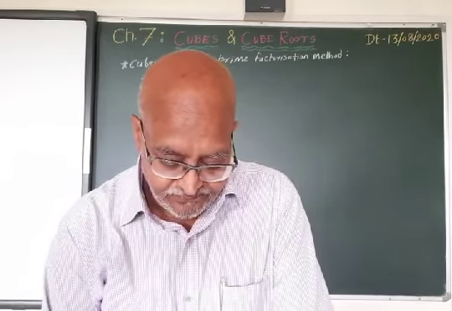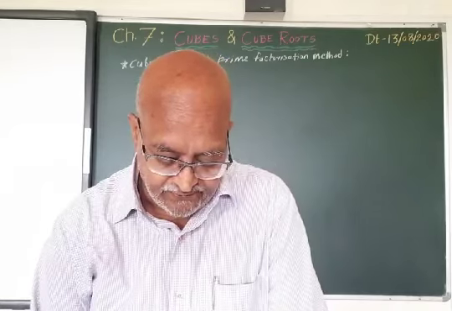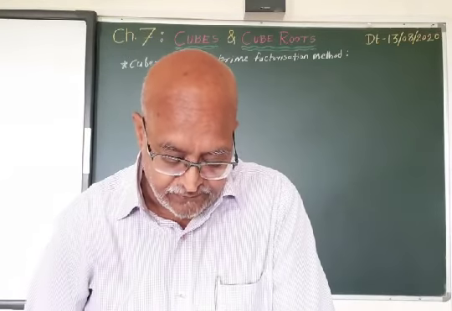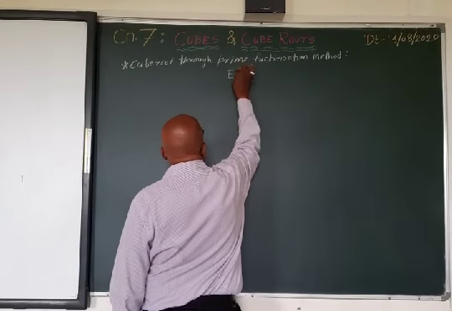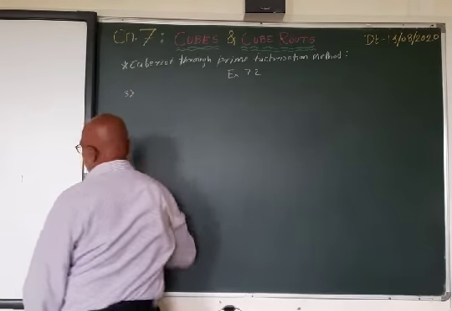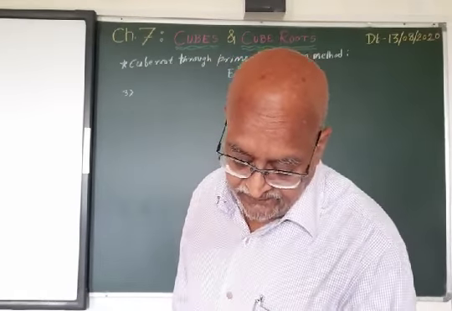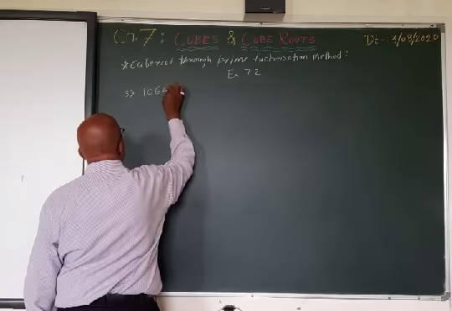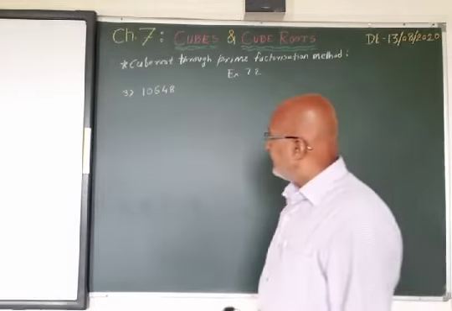The procedure here is, let's take Exercise 7.2. In that exercise there are many examples. We'll go for the third one. Exercise 7.2, third one. We have to find the cube root of 10,648. We have to find the cube root of this number.